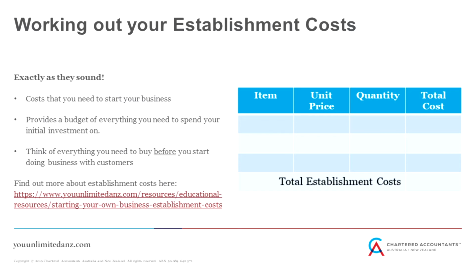So continuing with the cafe example, if I needed 10 tables for my cafe, the unit price is $100 per table, the quantity is 10, so the total cost for that item is $1,000. I then write all the other items I need for establishment. I'll add up my total costs, and this will then give me my total establishment costs.